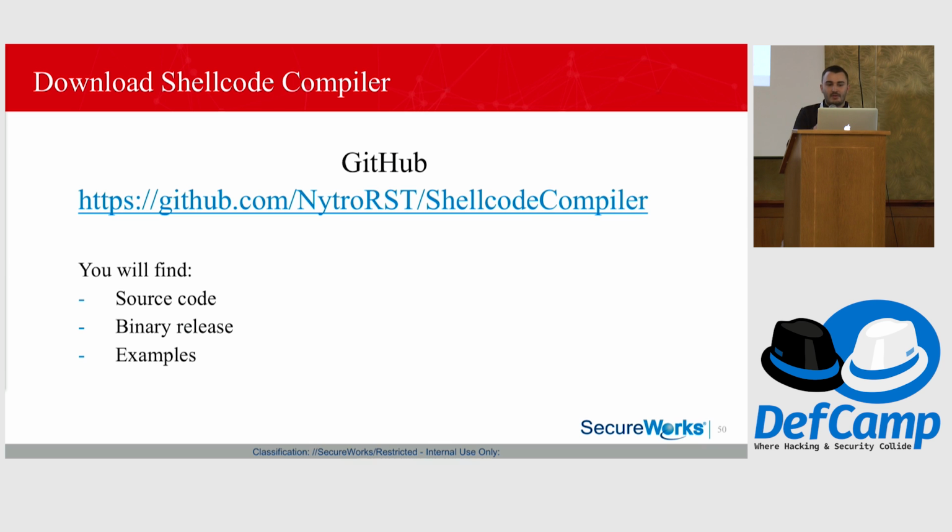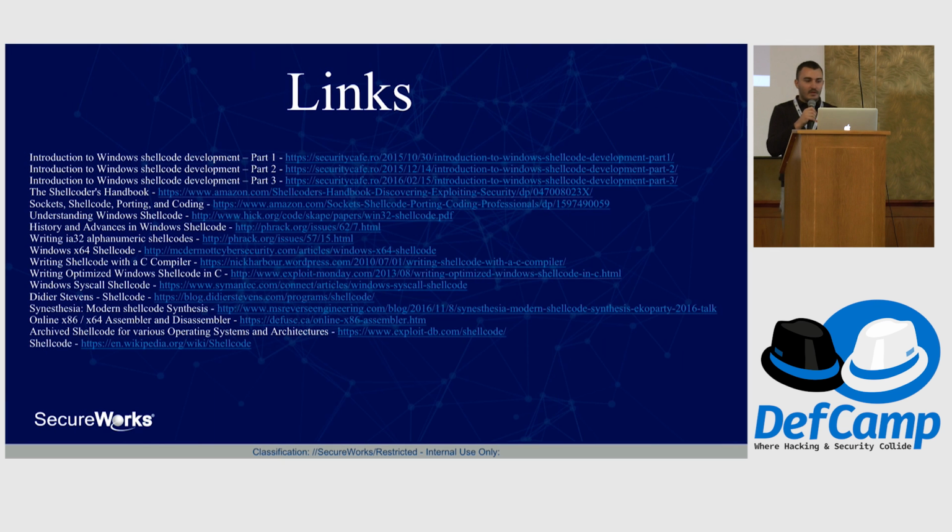You will find the project at this address, including examples and the binary release. It's private right now, but I will make it public immediately after this presentation. And here are some links that I find really useful. The first two of them are an in-depth description of how Windows shellcodes work. And you will find step by step how to manually write one. You will notice that it's easier to use the shellcode compiler.